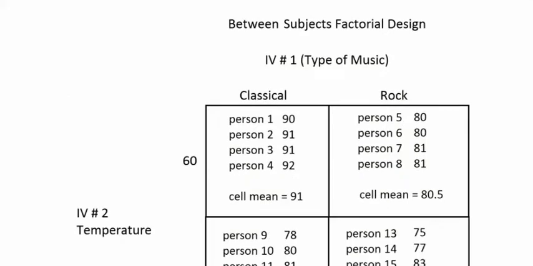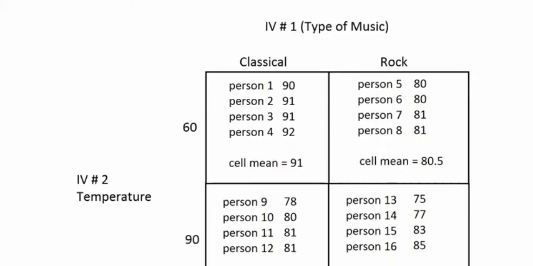So here's a between subjects factorial design. Pay attention to the ID numbers that I used. Notice how we have a total of 16 people, and 4 people went to classical music at 60 degrees, 4 people went to rock music at 60 degrees, 4 people went to classical at 90 degrees, and 4 people went to rock music at 90 degrees.